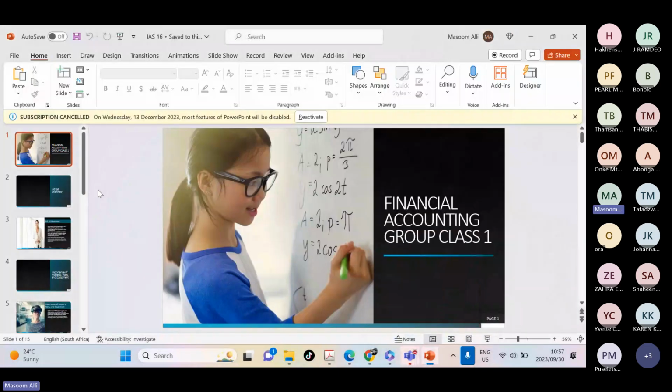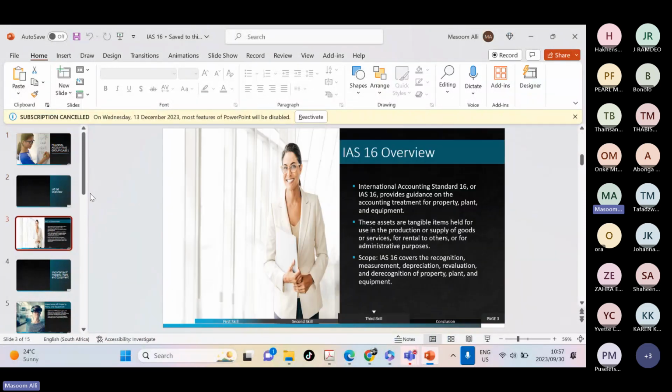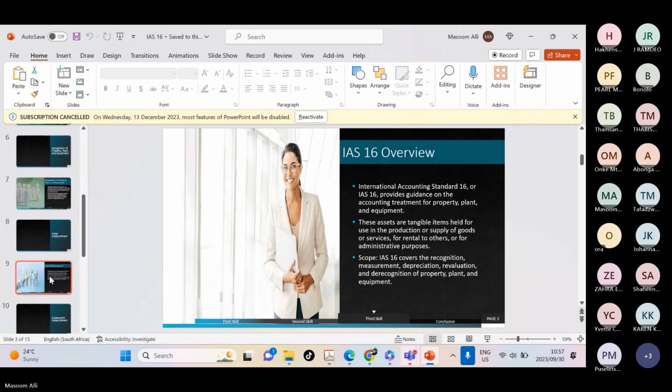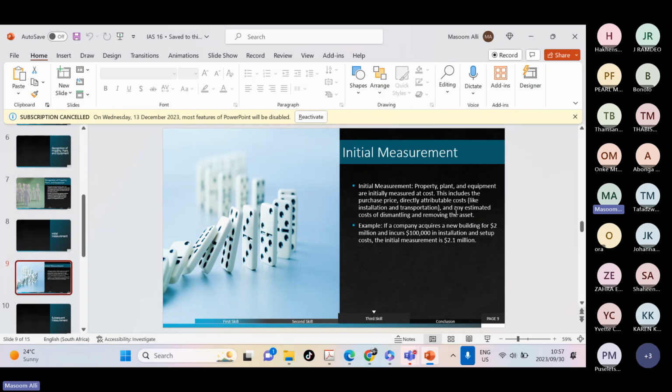So now IAS 16, okay, the structure I've used is pretty much the same as for our inventories. I haven't deviated too much from there. What I want you guys to pay particular attention to when it comes to IAS 16 is the initial measurement part of it, because the cost on your IAS 16 is an important factor.